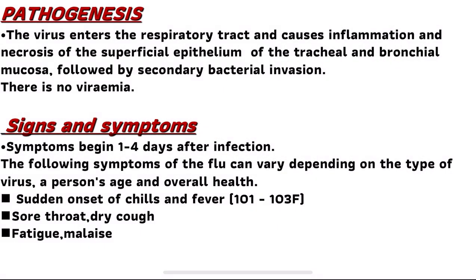Moving further to the pathogenesis as well as the clinical features, the virus will enter the respiratory tract. It will cause inflammation and necrosis of the superficial epithelium of the trachea and bronchial mucosa. Following this, we have secondary bacterial invasion. There is no viremia, so the virus is not entering the blood. It is just entering the respiratory tract, causing inflammation followed by necrosis.